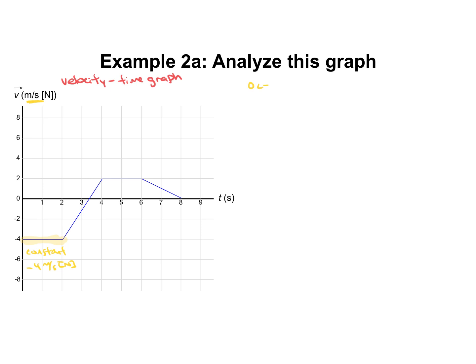From 0 to 2 seconds, constant velocity of -4 meters per second north. Or alternatively, you can say +4 meters per second south.